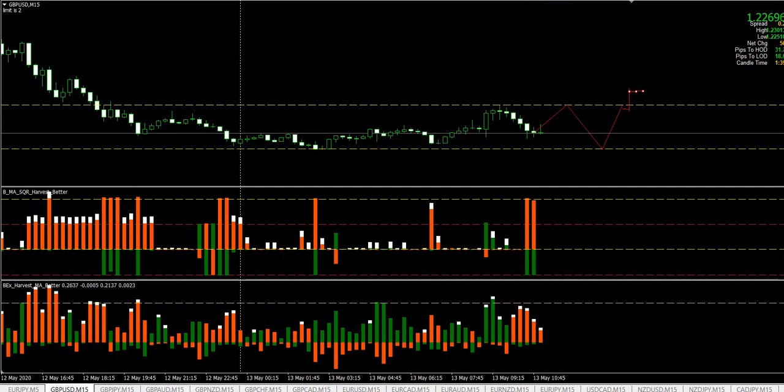If the market comes and breaks this zone right here, at the same time, if it breaks here with volume and strength, you know that with high probability there is a trend continuation to the downside.